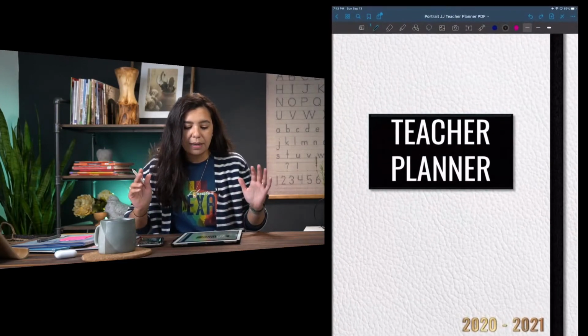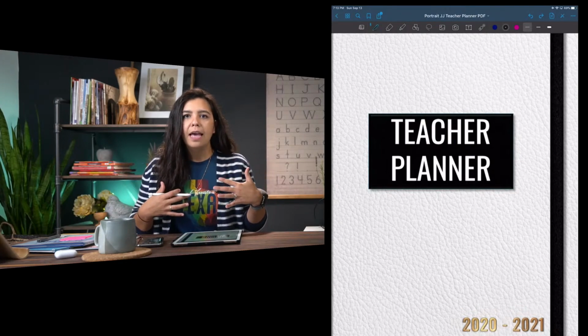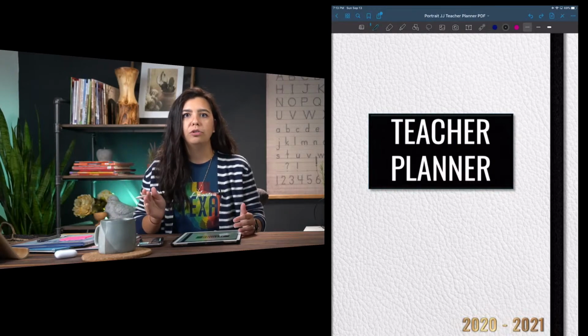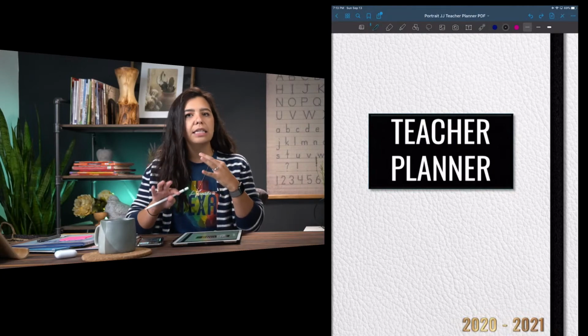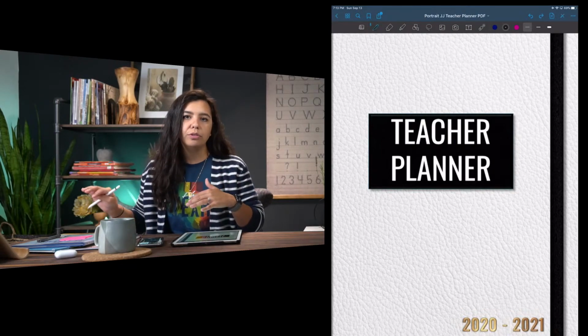And it's actually interesting because I will use GoodNotes for all of my personal stuff. But I have Notability, and I use Notability when I'm with my students. So any anchor charts, resources, materials, lessons, to that extent, I use it on Notability because that's the app that they use in class.